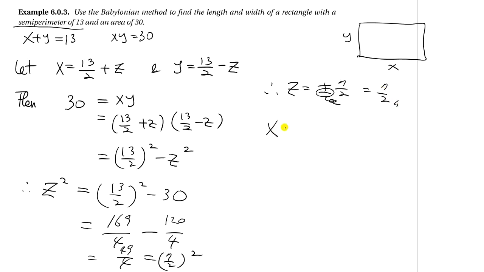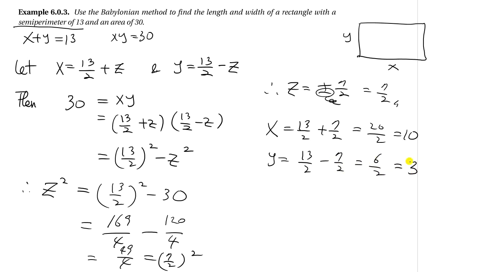So by that, x equals 13/2 plus 7/2. So it's 20 over 2, which is 10. And y is 13 over 2 minus 7 over 2. So it's going to be 6 over 2, which is 3. And whenever you do any system of equation, after you got the answer, please check, right? So adding these two is 13 and multiplying these two is 30. Okay, so we got the right answer.